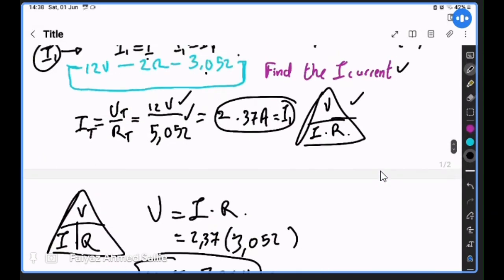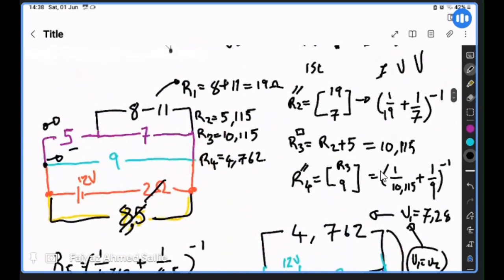So moving on here, we see that this is also voltage 7.28. Voltage equals 7.28, because they're in parallel. So remember that R3 is equal to 10. So the voltage here is equal to 7.28.